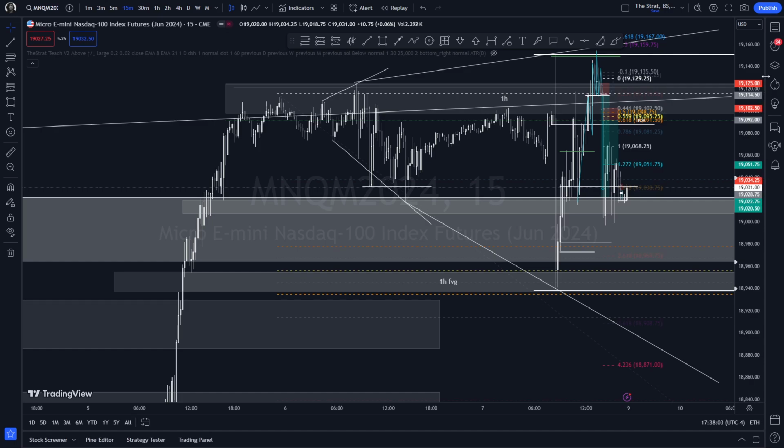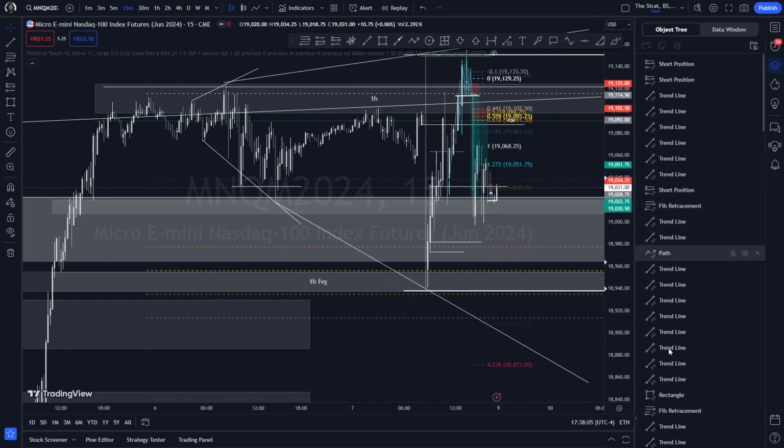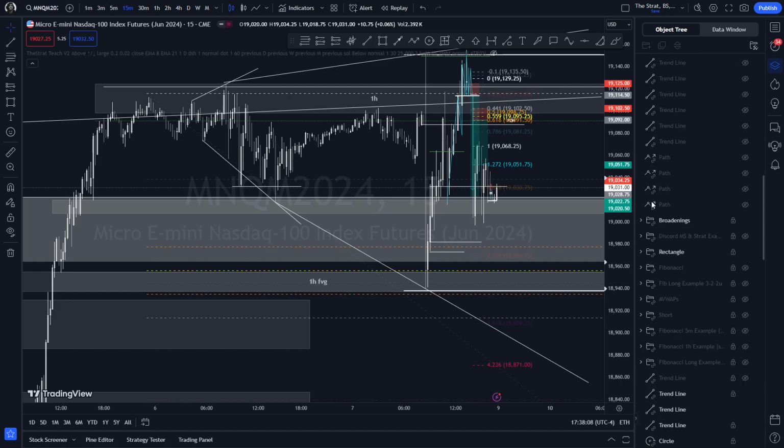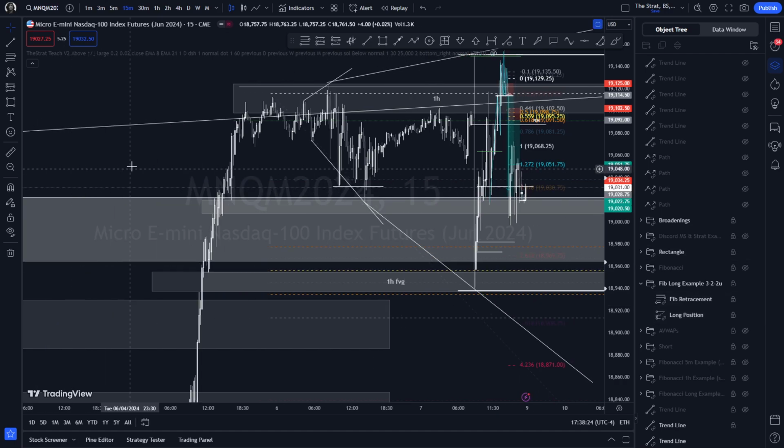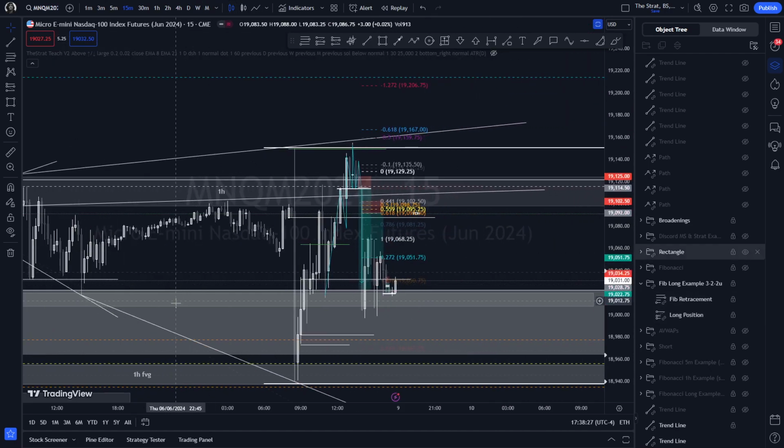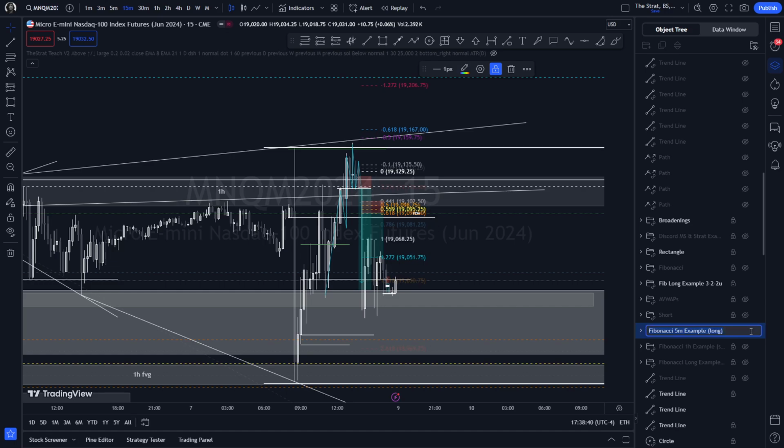Let me see. Actually, I think I have one already set. Okay, here's an example. I don't know why that's not showing. Anyways, let's see what this one shows.